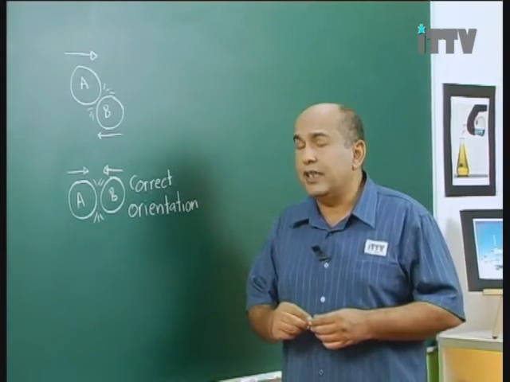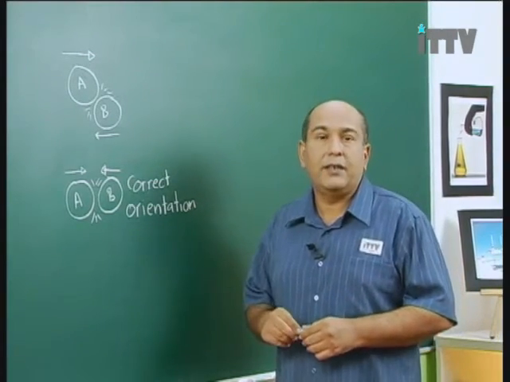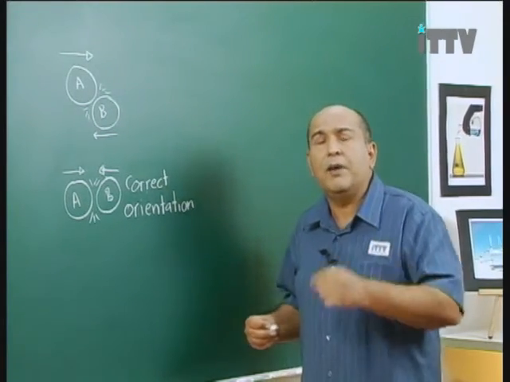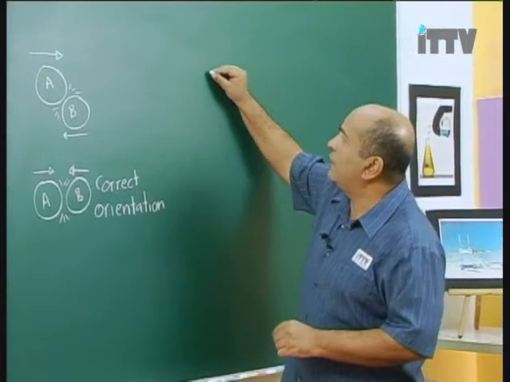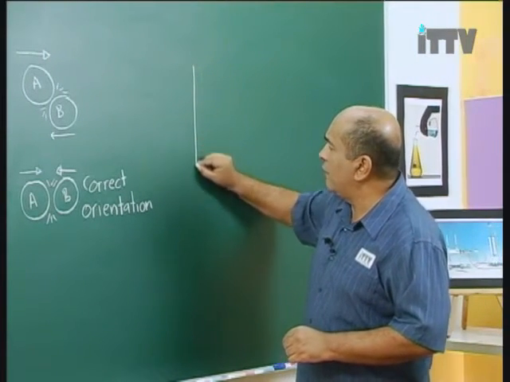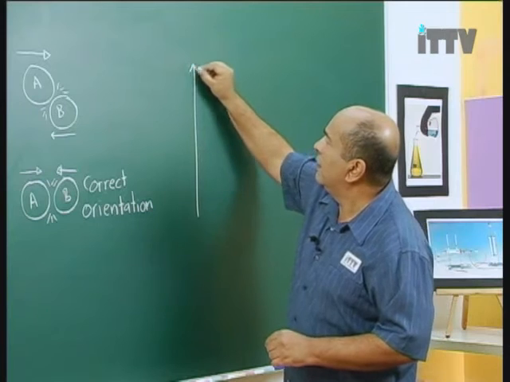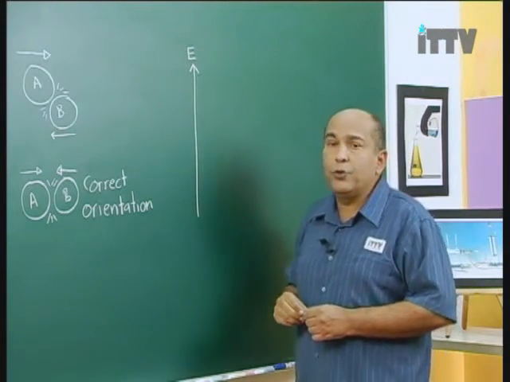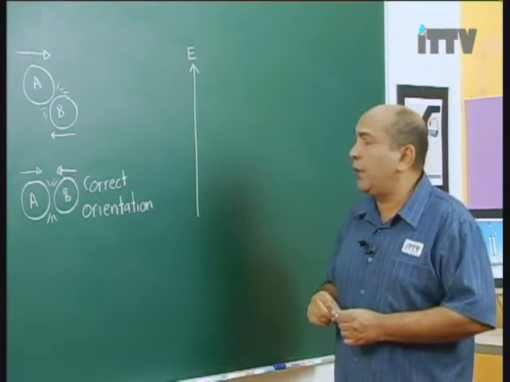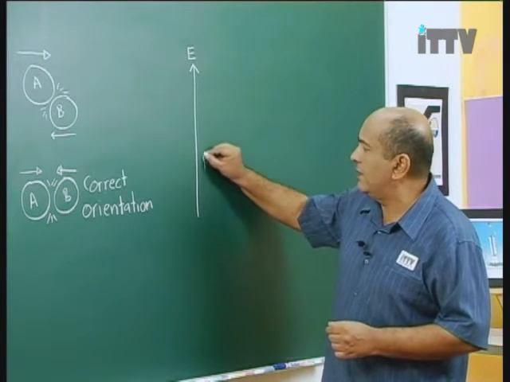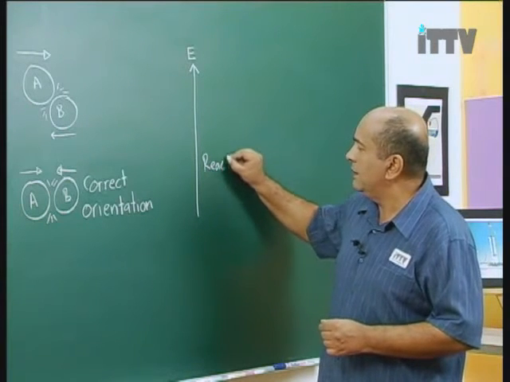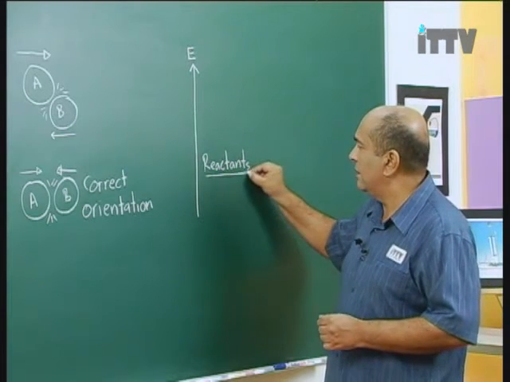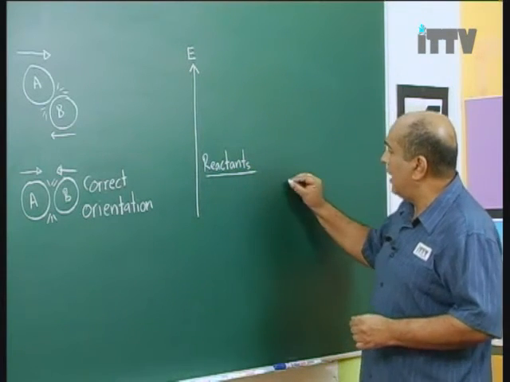The second thing you need for an effective collision is you've got to have the correct amount of energy. So let's go to the second part here and draw an energy profile. This is energy. Now, whenever you do a reaction, you have the energy of your products and your reactants. So here are my reactants. Here are my products.